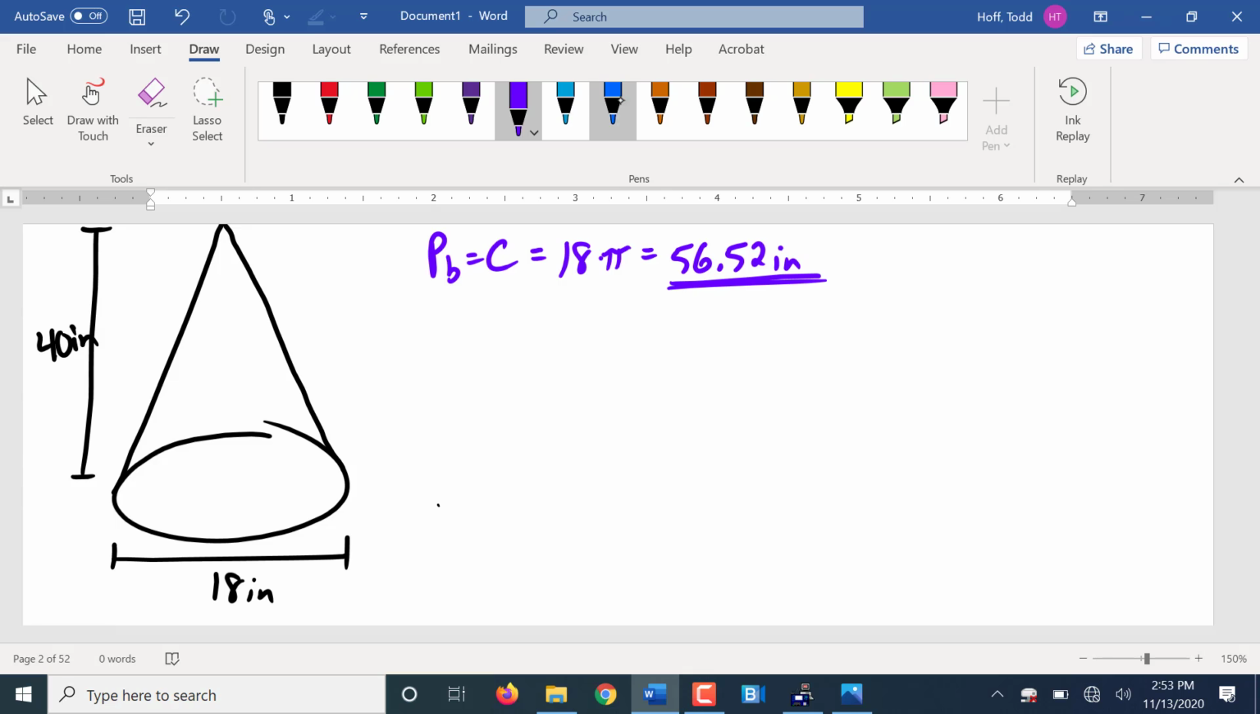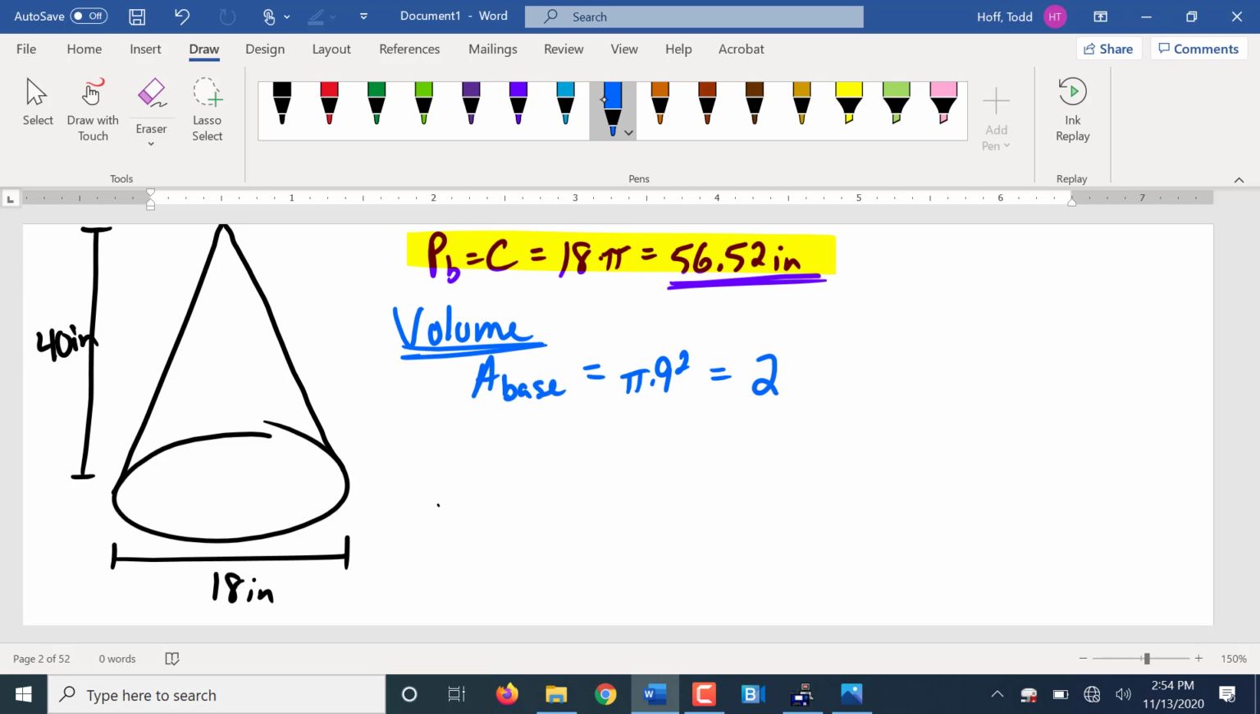Remember, to find the volume, the first step is always not perimeter of the base, but area of the base. We'll need that when we come to do the surface area. We will still need that. Pi times 9 squared, or 9 squared times pi. Perfect. What's that give us? .254 inches squared. So that's always the first step in finding volume, is to find the area of the base.